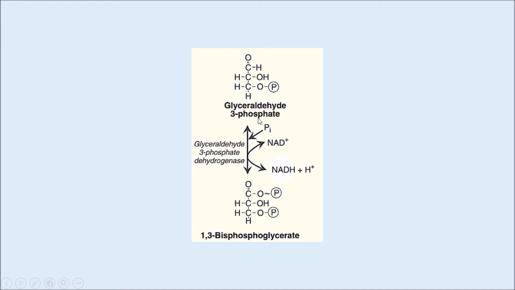And inorganic phosphate comes from the pool of inorganic phosphates in the cytosol. Unlike the previous steps, this inorganic phosphate does not come from ATP. It comes from the pool of inorganic phosphates in the cytosol. So the enzyme which catalyzes this reaction is glyceraldehyde 3-phosphate dehydrogenase.